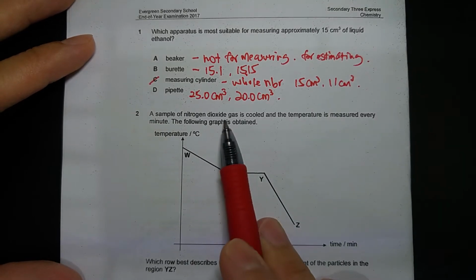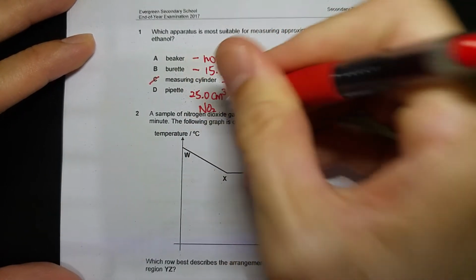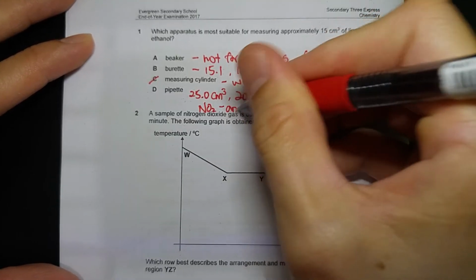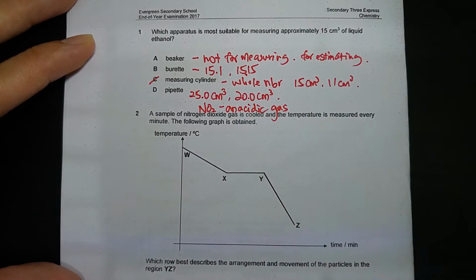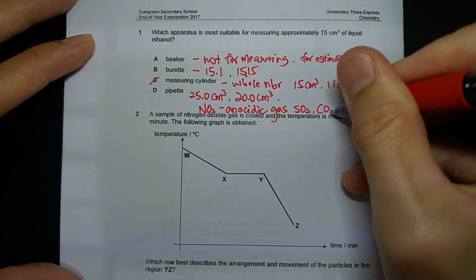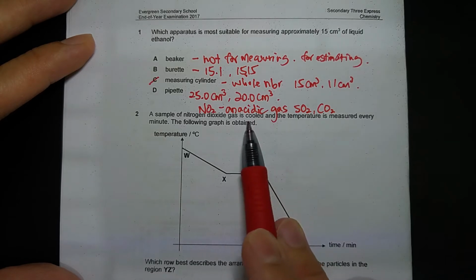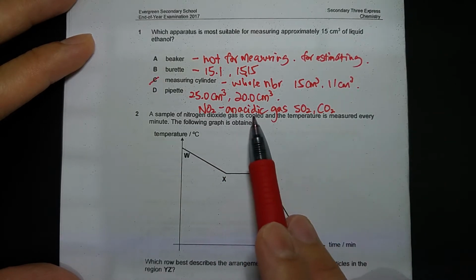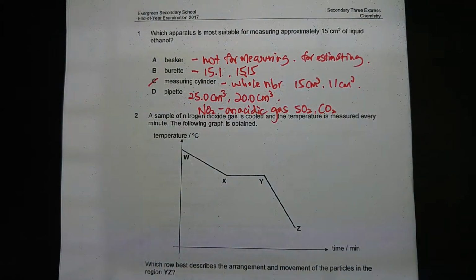Okay, sample of nitrogen dioxide gas. What is the chemical formula? NO2. Now you need to know that nitrogen dioxide is an acidic gas. Some other acidic gases would be sulfur dioxide, carbon dioxide, etc. It is a gas at room temperature and pressure. It is cooled, and the temperature is measured every minute. The following graph is obtained.